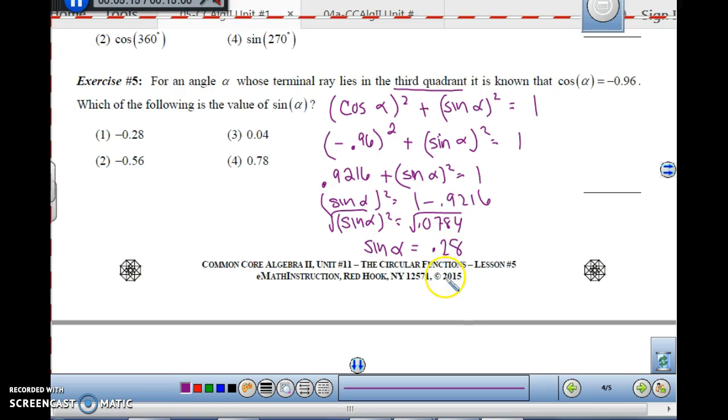Okay, however, I am in the third quadrant. Now remember when you take the square root, it's actually plus or minus, so it's going to be plus or minus 0.28. Okay, now I am in the third quadrant. Remember A, S, T, C? In the third quadrant, tangent is positive, so that means sine and cosine are negative. So it would have to be the negative 0.28 for number 1.